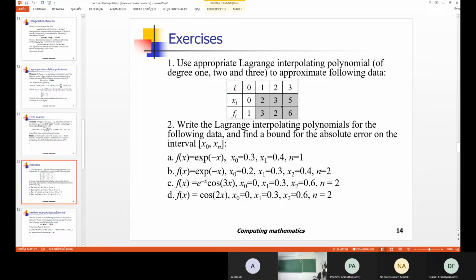We will discuss the error of this approximation, because this table of data is not an arbitrary table. It's the values of some function. But what function does this polynomial interpolate? So what is the mistake? What is the error of interpolation? We discuss the error of interpolation, and we consider one more approach to find the interpolating polynomial.